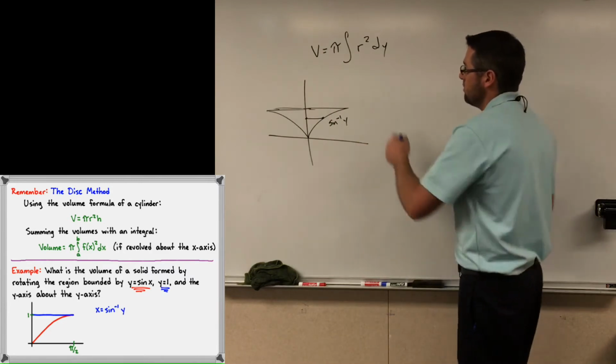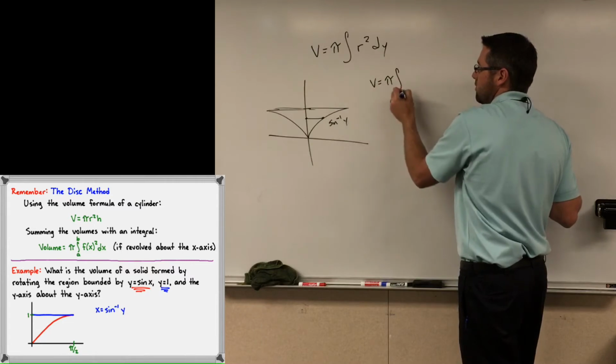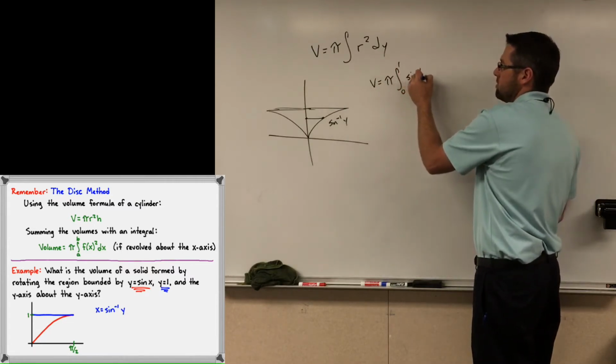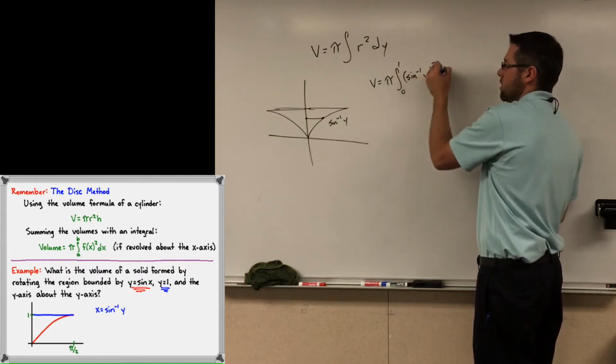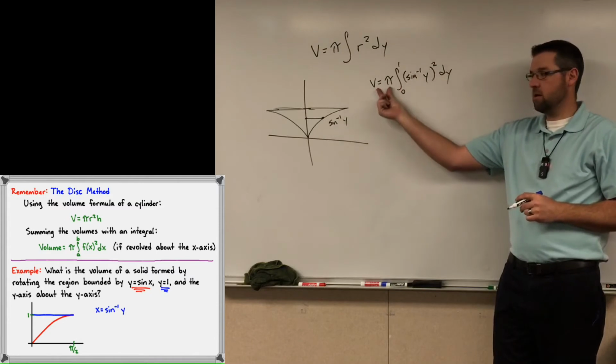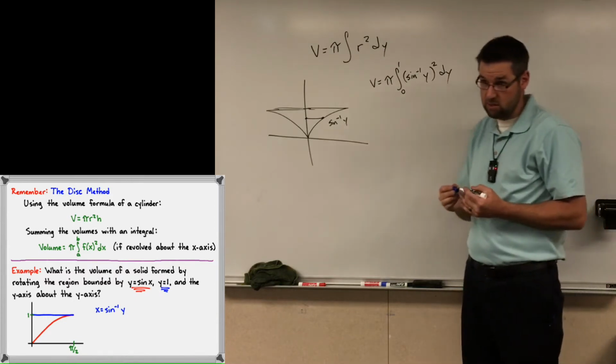So what's my formula then? Volume is going to equal pi, integral from 0 to 1, arc sine y, and then squared dy. Because you have to have r squared. So you see it, there's your pi, there's your r squared, and there's your h for the cylinder, right? Are we okay with this?